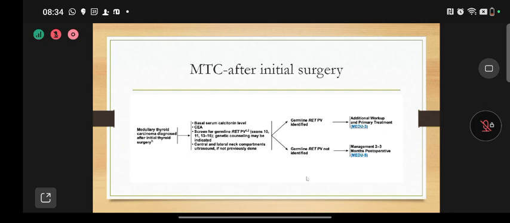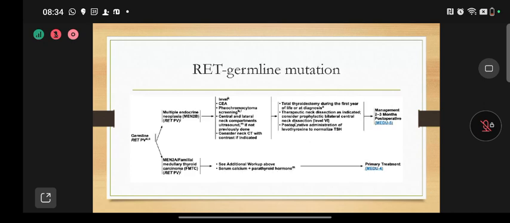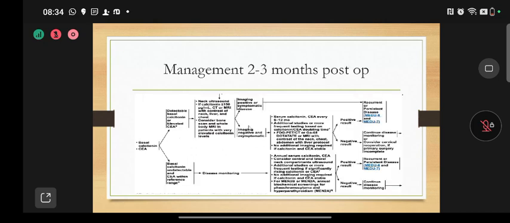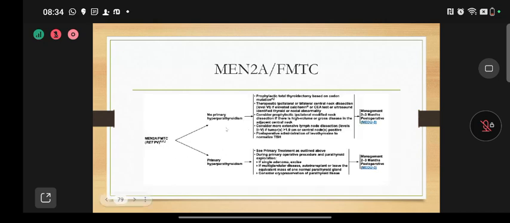So this medullary thyroid cancer, if diagnosed after the initial surgery, we should look for the RET mutation and follow up accordingly. And if there is a RET germline mutation, again we should follow up, as I already told, with CEA, calcitonin, pheochromocytoma screening and the regular imaging workup. So if a patient is diagnosed with MEN2A or familial medullary thyroid cancer, with or without primary hyperparathyroidism, the primary hyperparathyroidism can be treated along with the thyroidectomy.